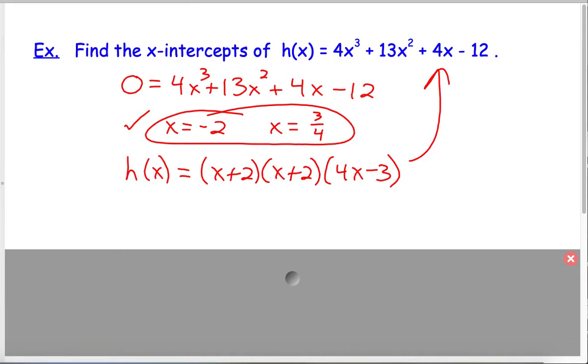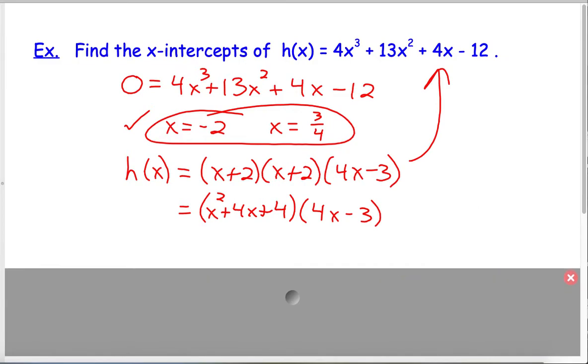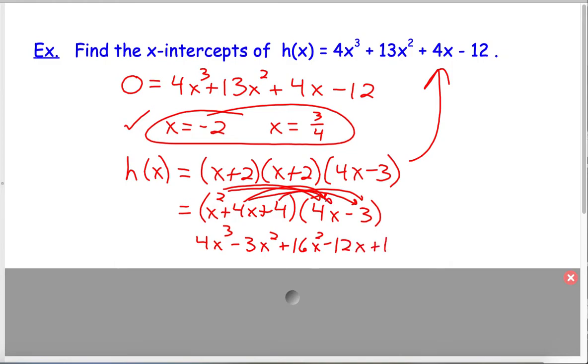And if you multiply this out, if I multiply the first two, I'm going to get x squared plus 4x plus 4. And then if I multiply that times 4x minus 3, I'm going to do x squared times 4x would be 4x to the third. And then x squared times -3 is -3x squared. And now do the 4x times each of those. That's going to give me 16x squared minus 12x, and then multiply the 4 times both of those, plus 16x minus 12.